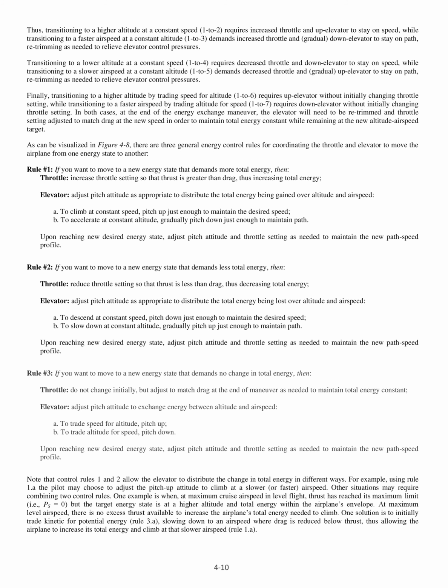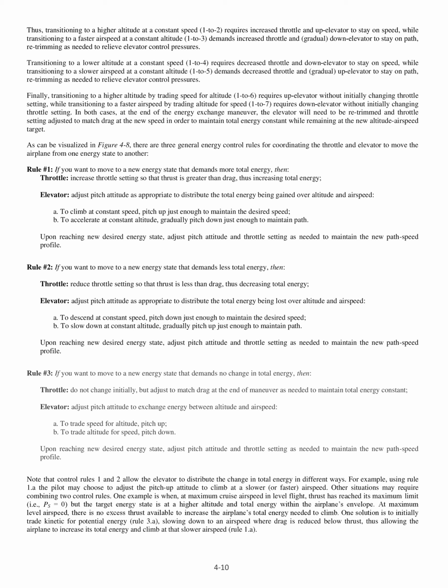Rule number 2, if you want to move to a new energy state that demands less total energy, then throttle: reduce throttle setting so that thrust is less than drag, thus decreasing total energy. Elevator: adjust pitch attitude as appropriate to distribute the total energy being lost over altitude and airspeed. A, to descend at constant speed, pitch down just enough to maintain the desired speed. B, to slow down at constant altitude, gradually pitch up just enough to maintain path. Upon reaching new desired energy state, adjust pitch attitude and throttle setting as needed to maintain the new path speed profile.